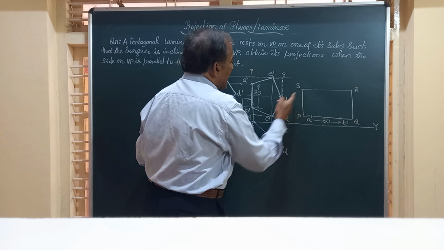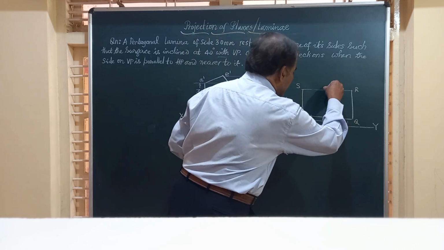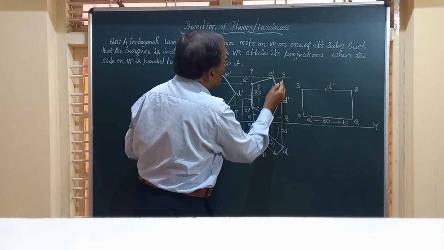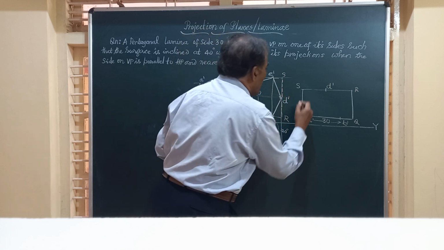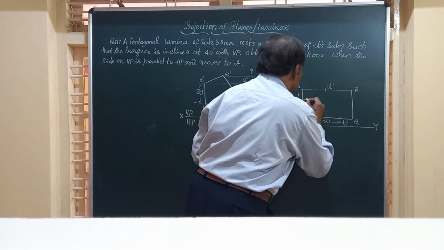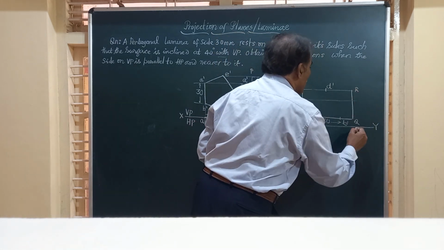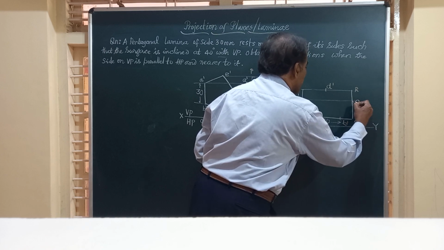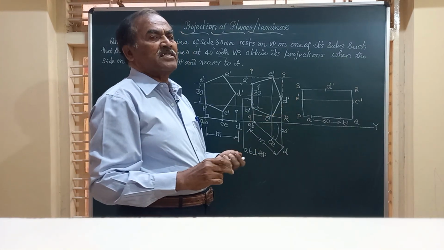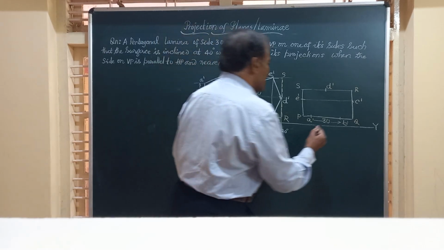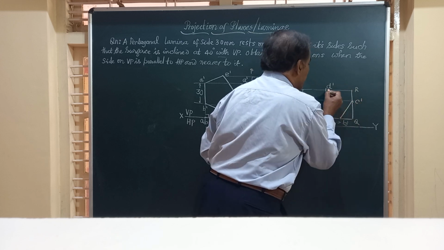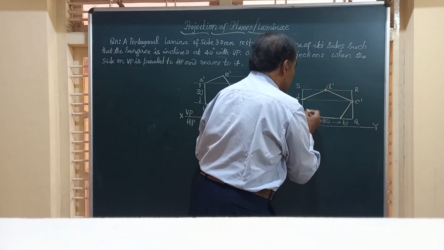Friends, D comes exactly between S and R. So from here, if you draw a vertical, this point will be the point D dash. Then on PS nearer to S, you have E. On PS nearer to S, we have the point E dash. Then on the opposite side, on the other edge RQ, the point is C dash. Friends, we have got all the 5 points of the lamina for completing the front view of the lamina. So let us join A to B, B to C, C to D, D to E, and E to A.